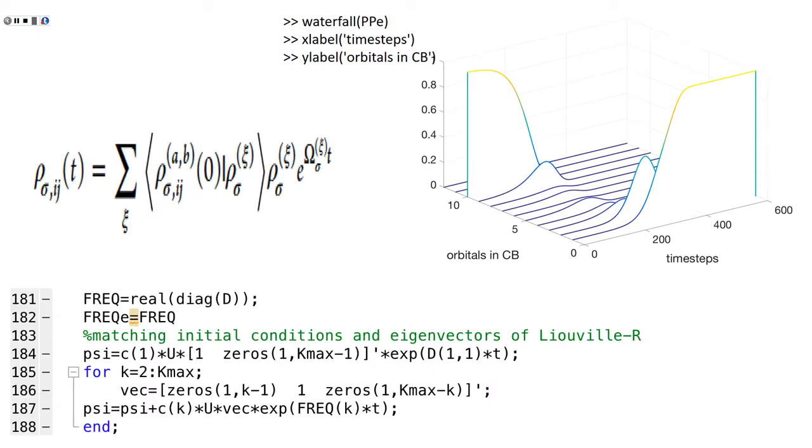Now we construct the time propagation. So we take the eigenvector of the density matrix of the Liouville Redfield operator that we found through diagonalization. It evolves in time as the exponential of this eigenfrequency times time.